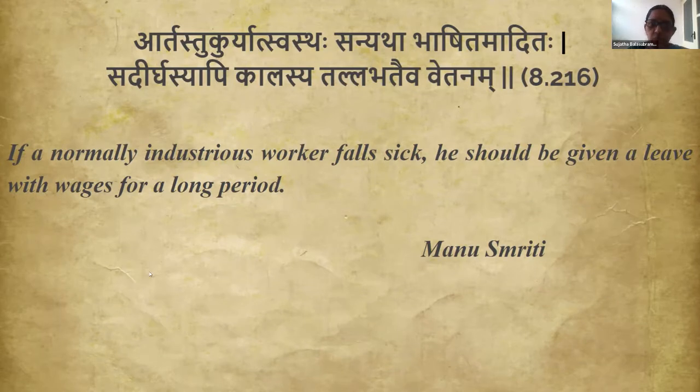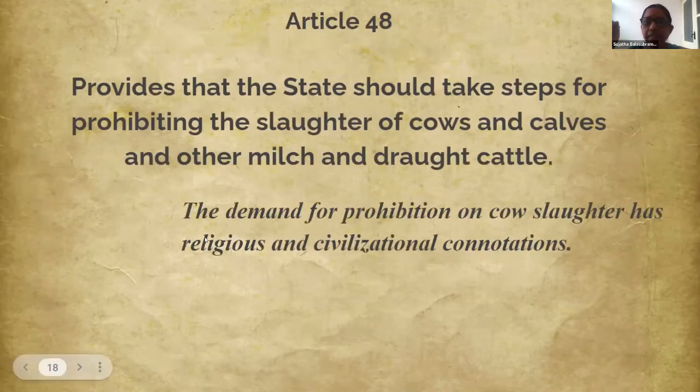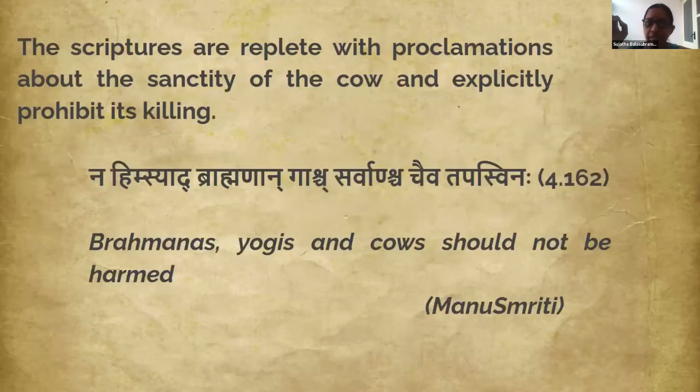So, let us now move on to the next article. And this article often finds itself in controversy every now and then. Article 48 provides that the state should take steps for prohibiting the slaughter of cows and calves and other milch and draught cattle. Now, the demand for prohibition on cow slaughter has religious and civilizational connotations. The scriptures are replete with proclamations about the sanctity of the cow and explicitly prohibit killing.